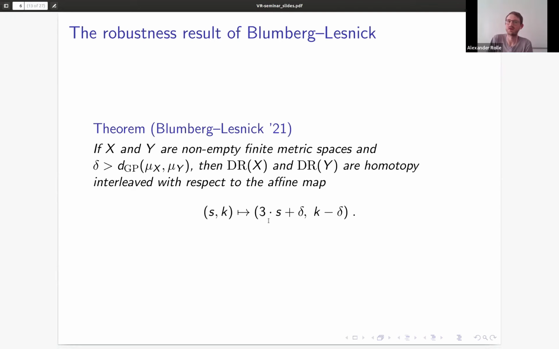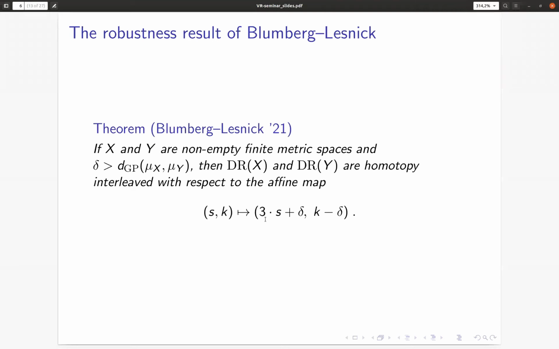I want to be careful, because I don't remember the details of their counterexample. But what they show, I suppose, is that you can find families of finite metric spaces, I guess getting arbitrarily close, such that the degree Rips complexes of these are not homotopy interleaved with respect to any affine map where the factor here is less than 3.